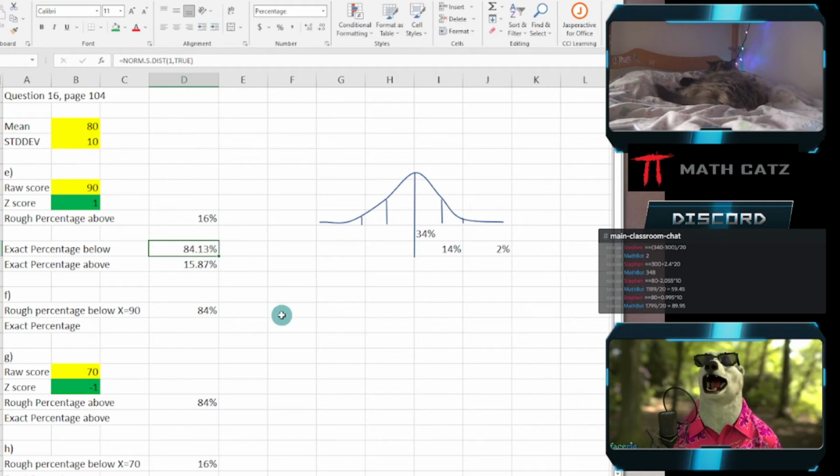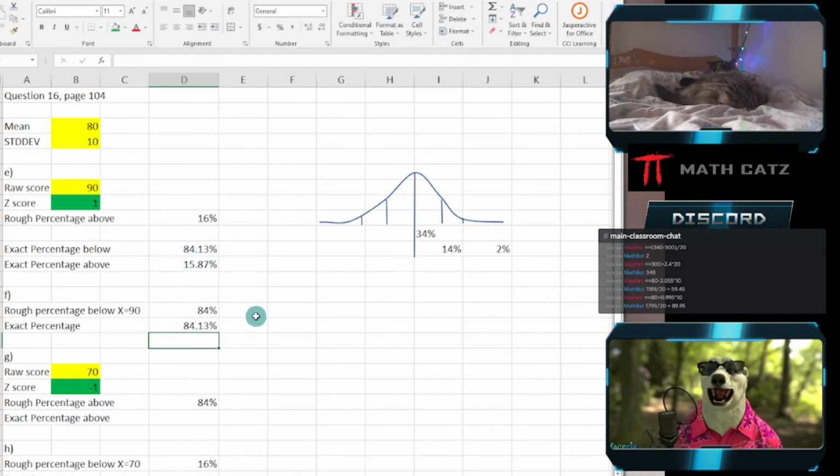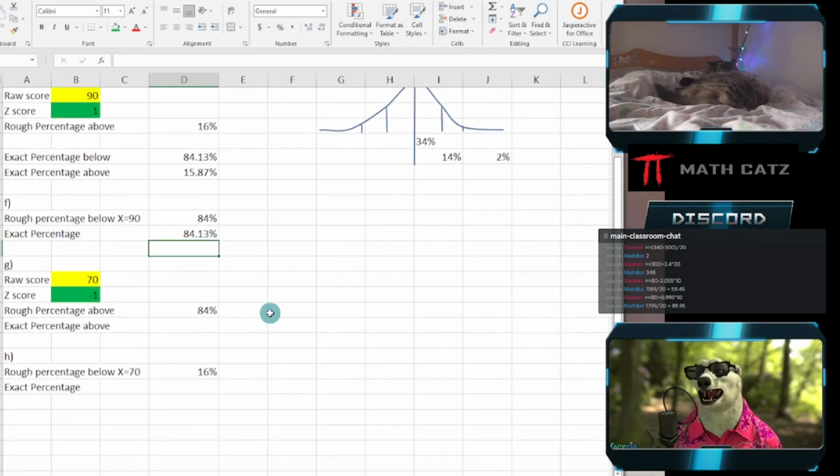So now, ironically, we happen to have the answer to F already because it wanted the percentage below. So the percentage below is what we had to calculate first anyway, without necessarily thinking about the question, because the cumulative distribution is always going to go from the left to a point. But the questions could have been swapped around, so I don't know.